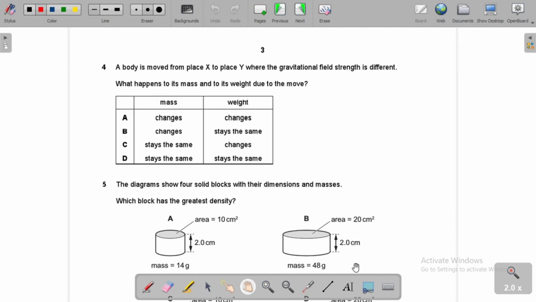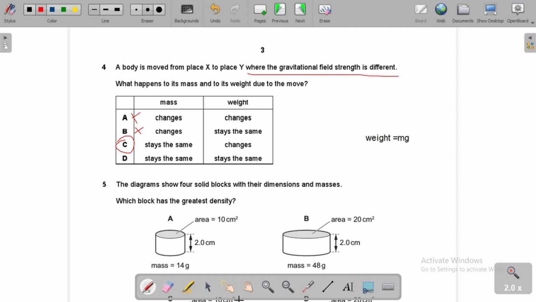A body is moved from a place X to place Y where the gravitational field strength is different. What happens to its mass and to its weight due to the move? The first thing I want you to know is that mass is always constant. Mass does not change. So this one is out and this one is out. Now what happens to the weight? The formula for weight is weight equals mg, where g is the acceleration due to gravity. It is written here that where the gravitational field strength is different, the weight changes. So the answer is C. Mass stays the same and the weight changes.